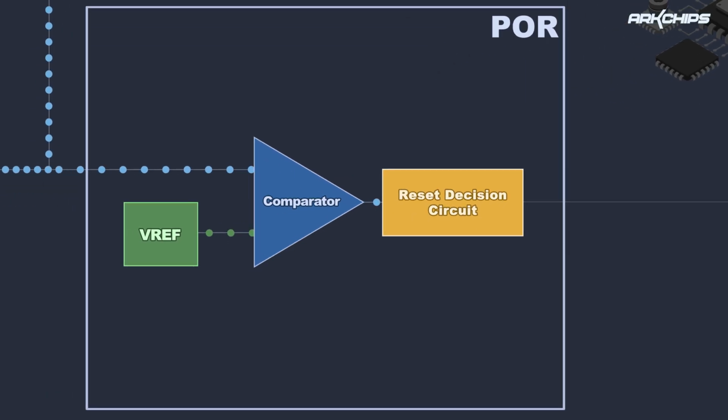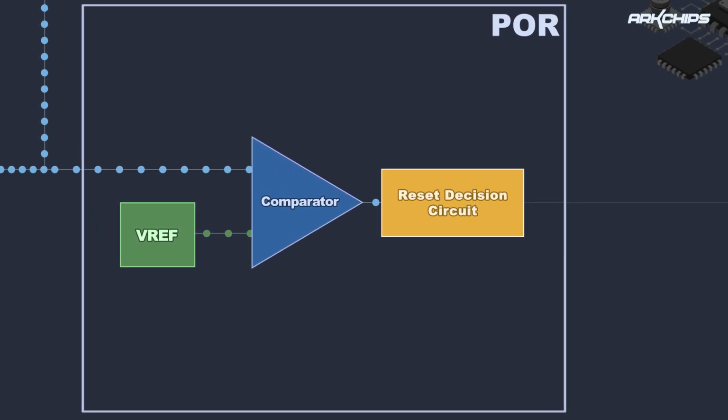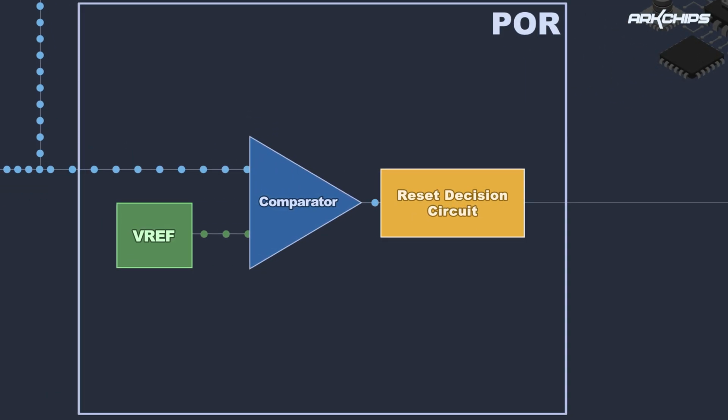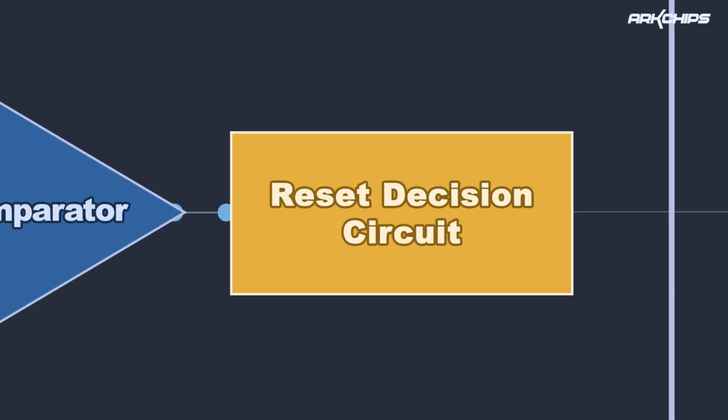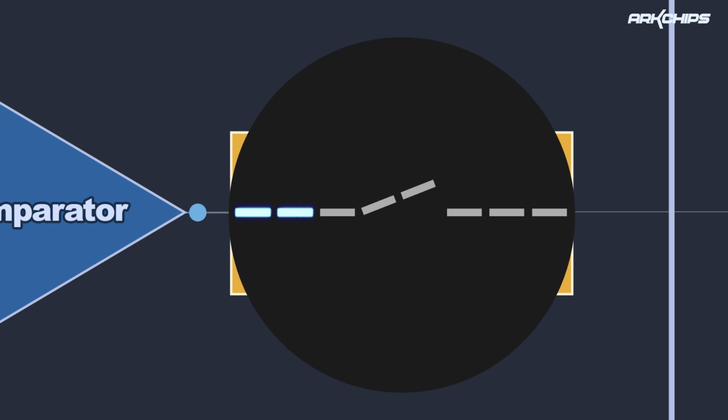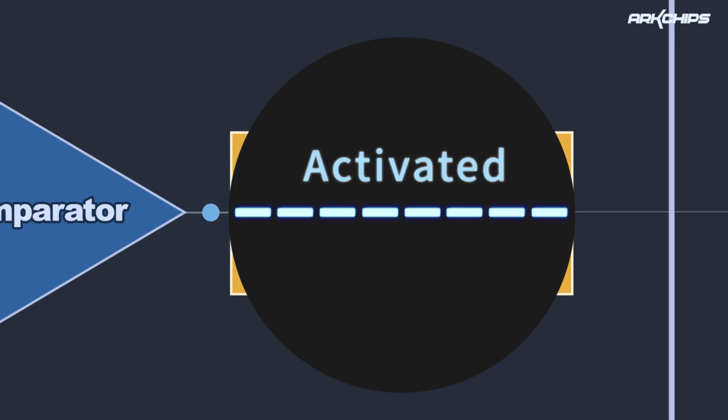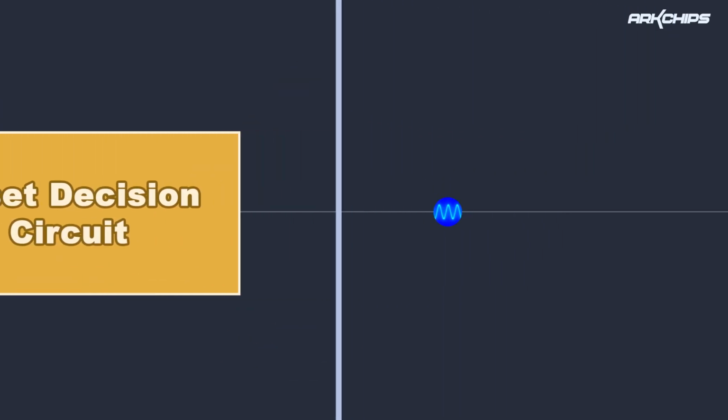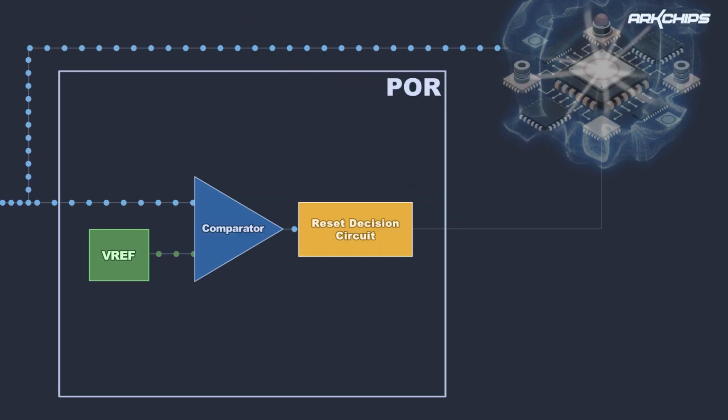The POR is responsible for resetting the entire semiconductor system. When the stable electricity reaches POR, it is stored in the reset decision circuit. In the reset decision circuit, the electric current gradually accumulates to reach a specific level and POR is activated. When POR gets activated, it generates a reset signal to wake up the whole semiconductor.